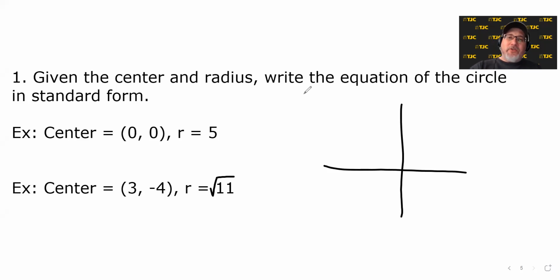But to draw a circle, the first thing you do is locate its center, which in this case is right at the origin. But then you've got to find some points to draw the circle through. And the best way to find those points is to take whatever the radius is and go in 4 directions: right, left, up, and down.